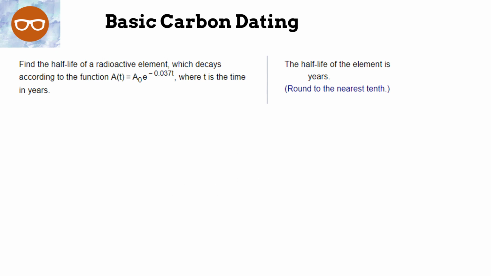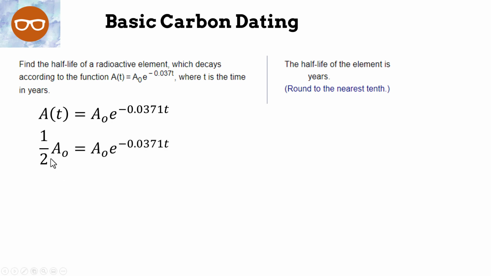Find the half-life of a radioactive element which decays according to the function A of t equals A naught e to the negative 0.037t, where t is time in years. What we want to do for this one is find the half-life. What we want in the end, remember this is the amount at time t, well, we want half of the original amount. So 1/2 of the original amount is 1/2 times A naught. Do you notice that we have A naught on both sides? Let's divide by that. That gives us 1/2 equals e to the negative 0.037t.